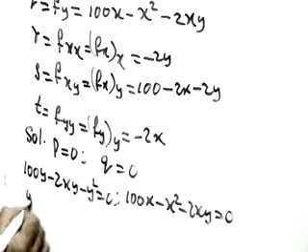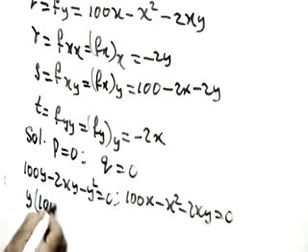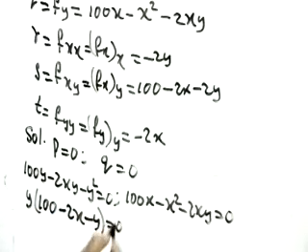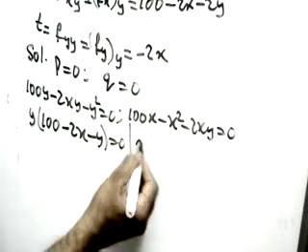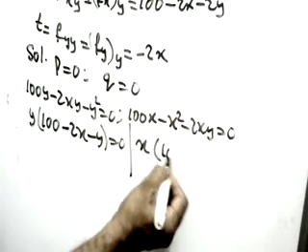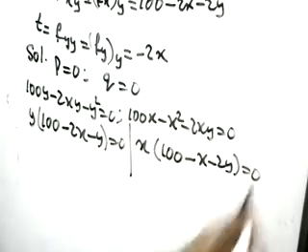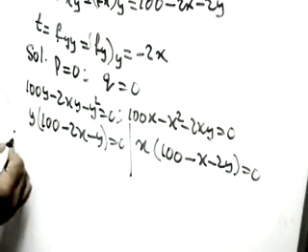Now how to solve? Let us do one thing. Take y common from here. y into 100 minus 2x minus y equals 0. We have taken y common here. In the same way, let me take x common here. If we take x common here, we are left with 100 minus x minus 2y equals 0.